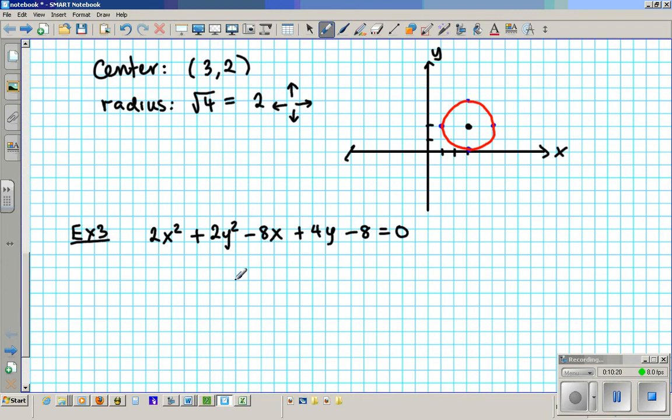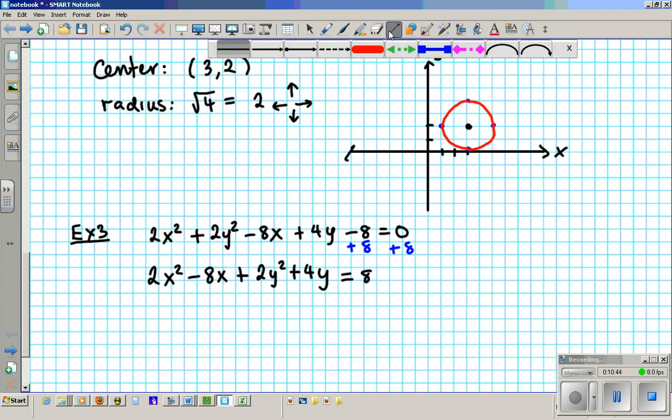So this one we need to organize the variables first, okay? So we're going to put the x's together. 2x squared minus 8x plus 2y squared plus 4y. See, this 8 is a foreign body, so we do the opposite and move it to the other side. Okay, add 8, answer is going to be equal to 8. Now partition our variables into two worlds, the x world and the y world. We're going to complete the square in both worlds.